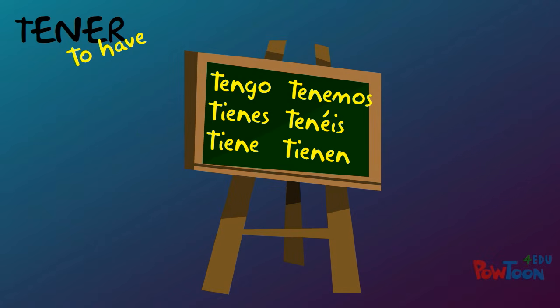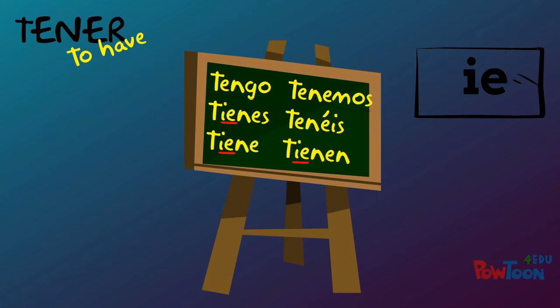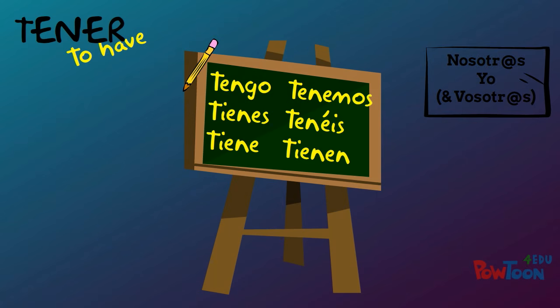Okay, now it's true that this verb is conjugated a little strangely. The endings are what you're used to, but the stem, or the first part of the verb, it changes. Did you notice that it changed from an E to an IE for every form except nosotros and yo?